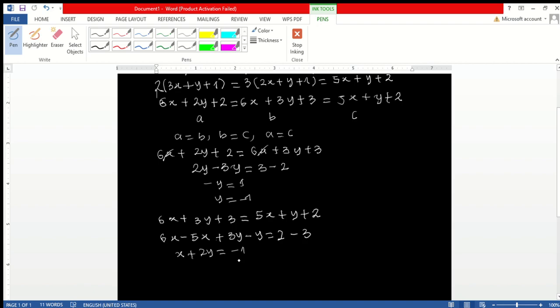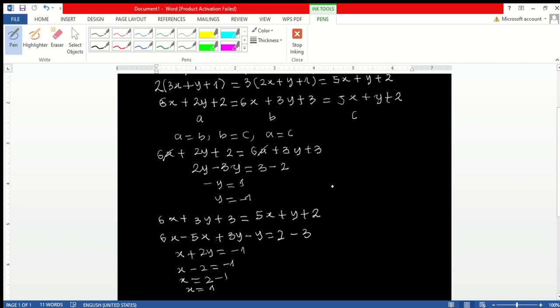Okay, but we know that the value of y is negative 1. So here 2 times minus 1 gives minus 2, plus x is equal to minus 1. Now for us to obtain x, we move minus 2 to the right hand side. This becomes positive 2. 2 minus 1. So x here is equal to 1. So we see that x is 1 and y is minus 1.